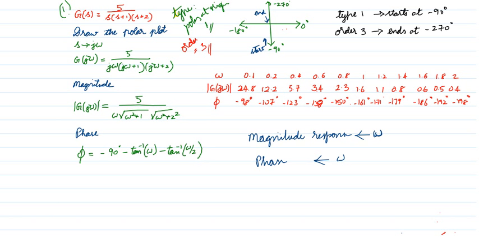I got 5.7. In place of omega I substituted 0.6. I got 3.4. Similarly, if I substitute 0.1 in the phase angle, I got this. 0.2 I got minus 107. 0.4 I got minus 123. 0.6 I got this. It may look a bit difficult, right? Every time I have to substitute these values.